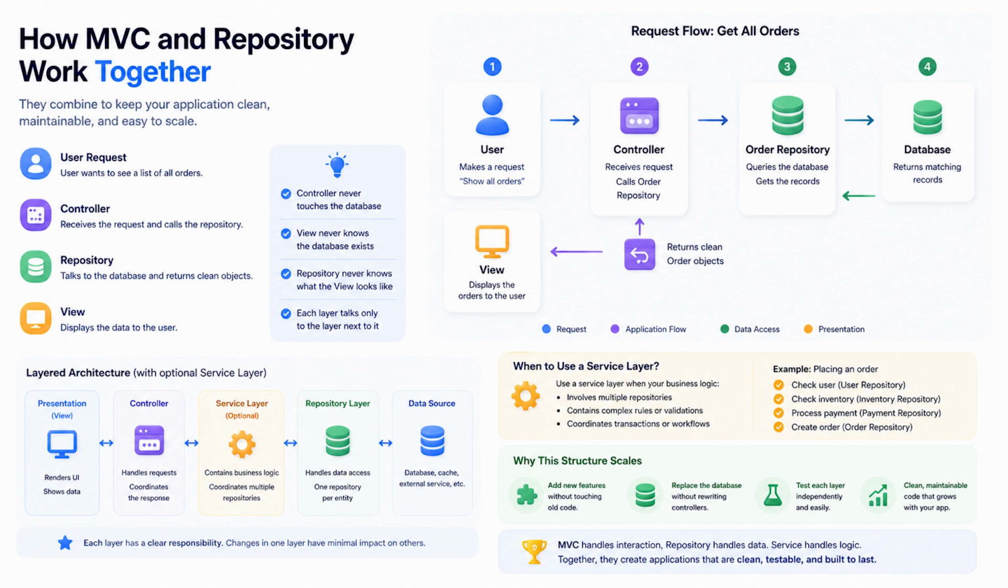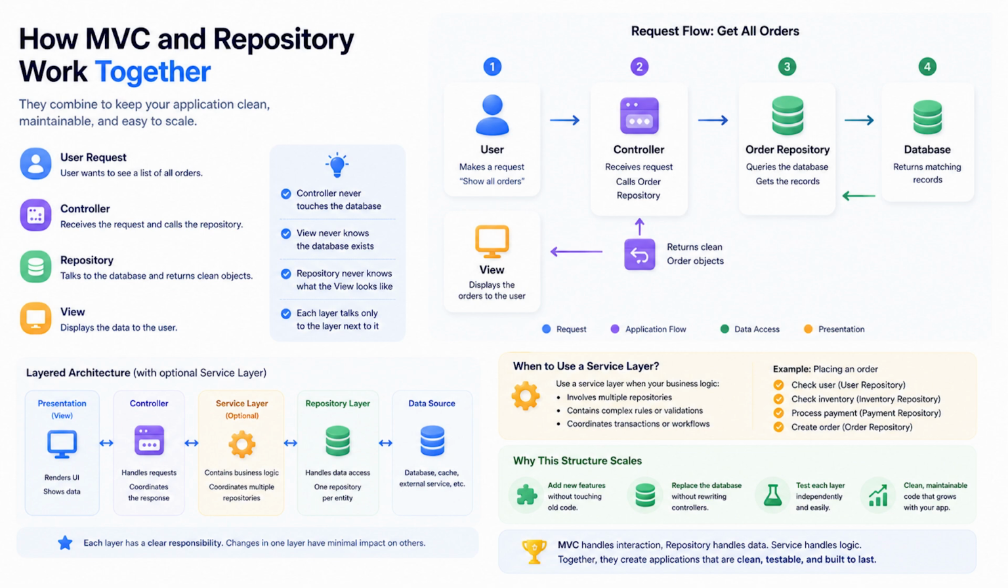In larger applications, developers often add one more layer between the controller and the repository, a service layer. The service handles complex business rules that involve more than one repository. For example, placing an order might require checking the user repository, the inventory repository, and the payment repository. The service coordinates all of that. The controller stays thin, the repository stays focused on data, and the service handles the real business logic.